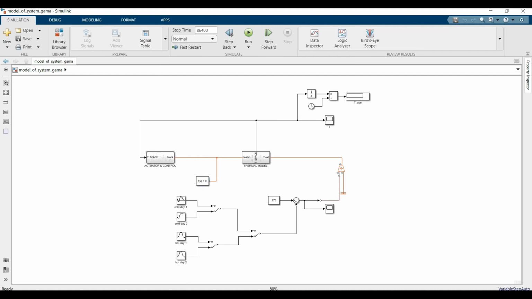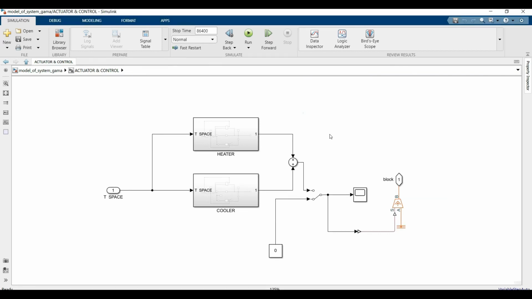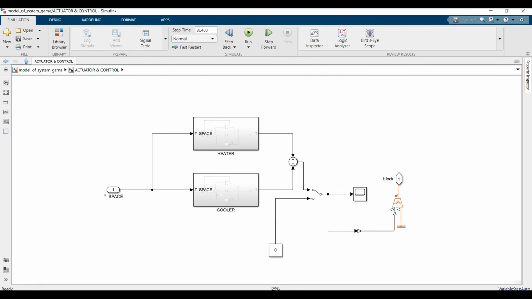Now I want to explain the actuator and control part. For generating heat, as I mentioned, we use the controlled heat flow rate source. For this, we must use a simulink to physical converter. We have two parts, cooler and heater, that each produce the signal to generate the heat. First, we talk about the cooler.